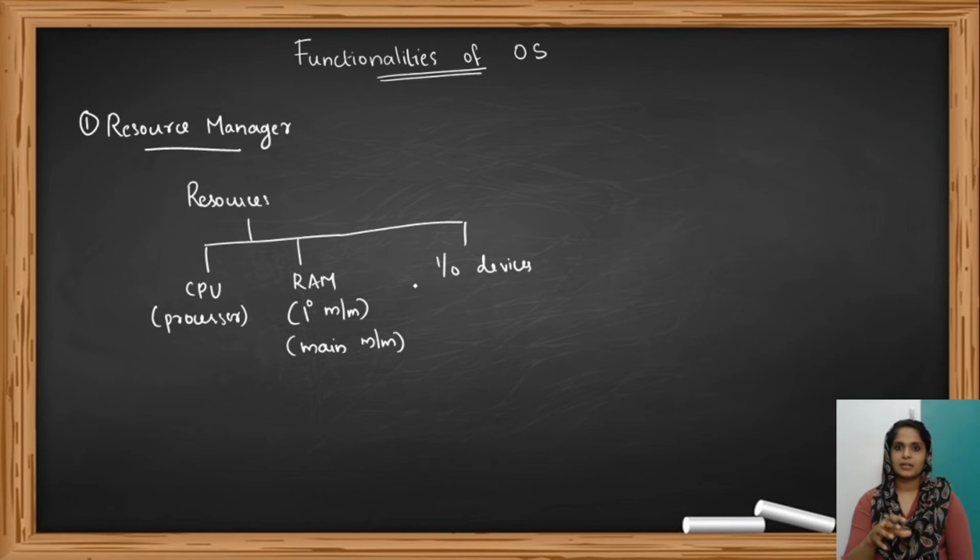Apart from these opened applications, there will be some background processes running in your system. For example, your antivirus will be running in the background whenever your system is turned on. These background processes are also using your resources. So it's a function of the operating system to allocate as well as deallocate the resources among different processes. And for each of these resources, for the processor or the CPU, as well as for the main memory and also for the I/O devices, we have to manage them separately.